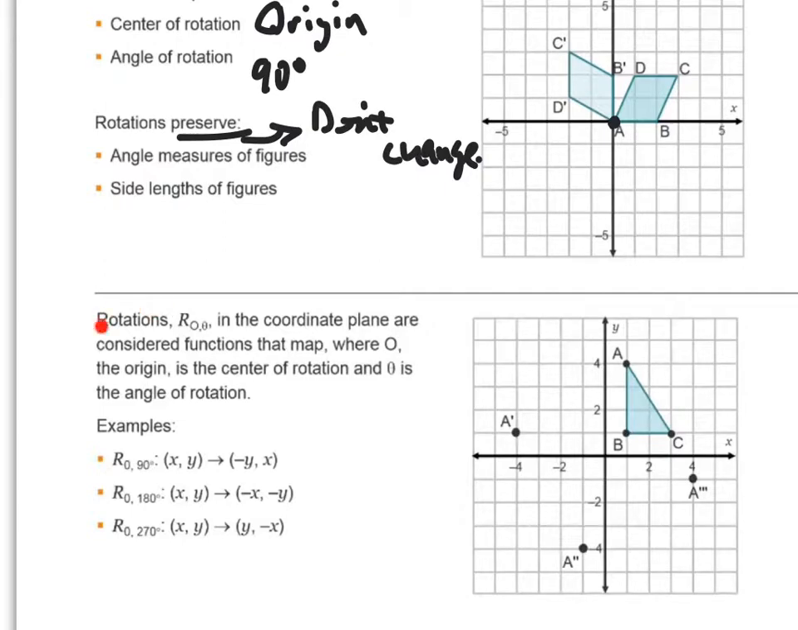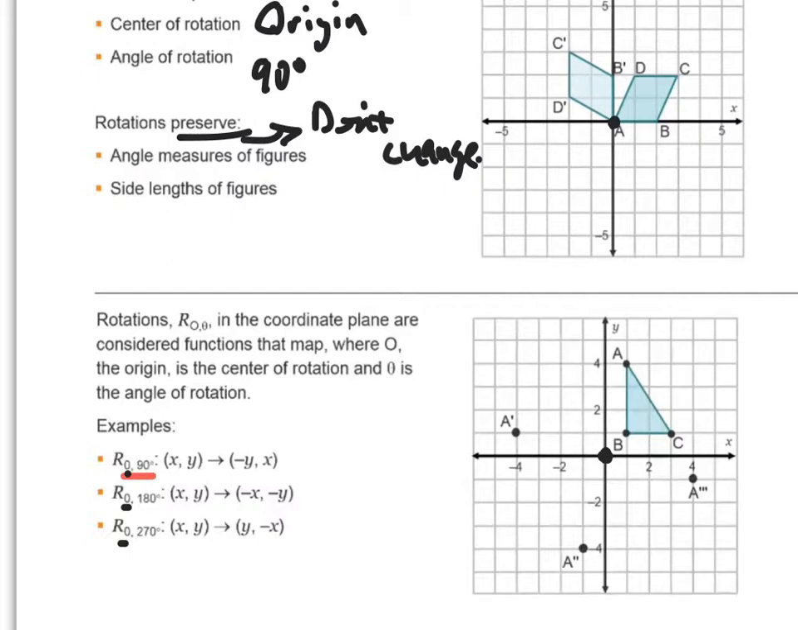To go through our rotations about O, and O is usually the origin. Otherwise they'll have another point there, and this is the center of rotation, and theta is the angle of rotation. So what I want you to look at here is the first one in red, and this is going to be through the origin. So let me put my center here, because these are all through the origin of 0.